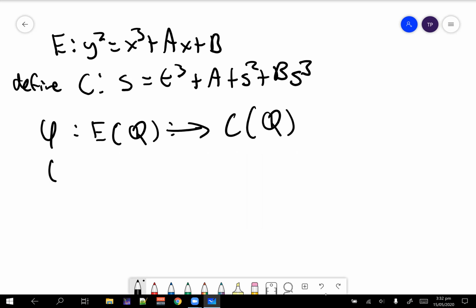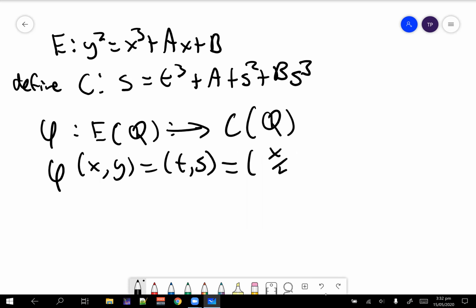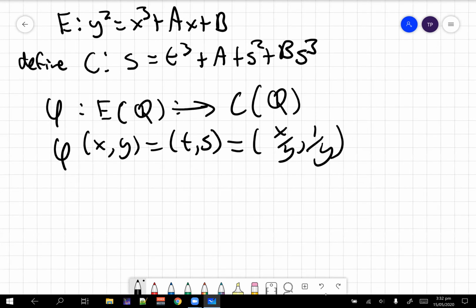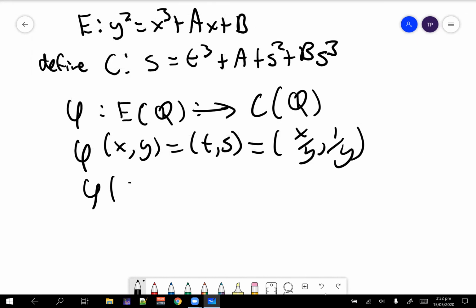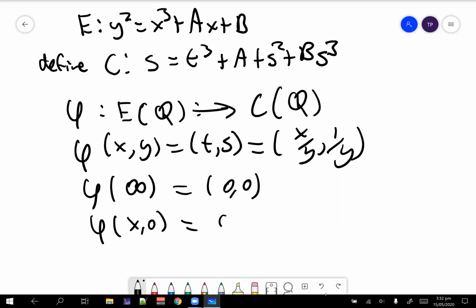then this is given by phi of (x, y) goes to (t, s), where t and s are given by x over y comma 1 over y. And in the case of the point at infinity, we also define phi of infinity to go to (0, 0). And then phi of any point of order 2 goes to infinity on the second curve.